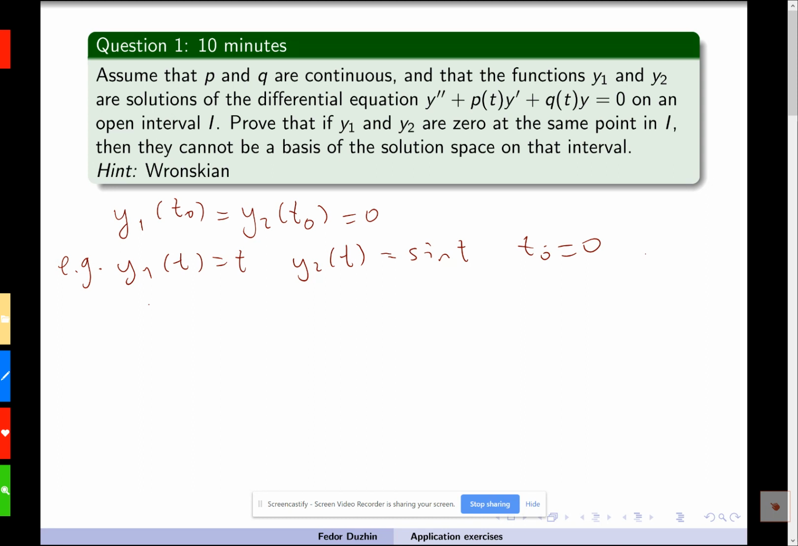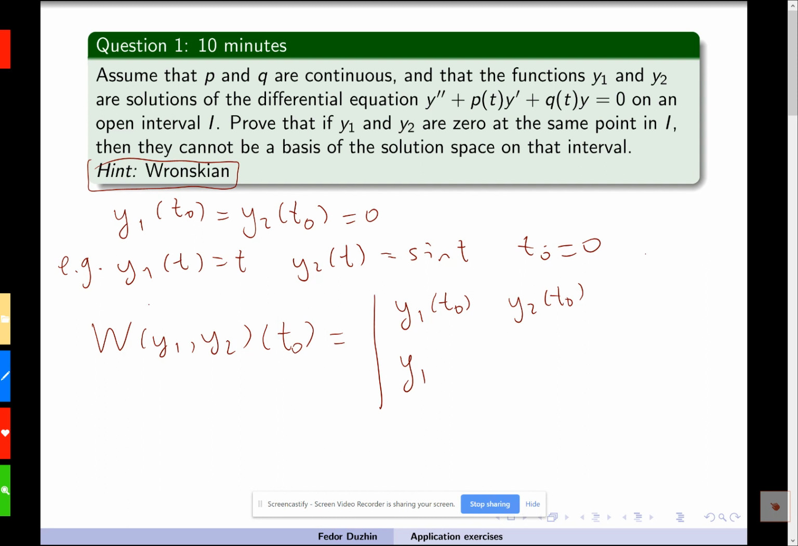So how do we prove that the functions are linearly dependent? We've got to use the Wronskian, right? So what we are going to do is calculate the Wronskian of these two functions, y1 and y2. Generally speaking, the Wronskian is a function of t. So let us evaluate it at the given point, at the point 0. So the formula for the Wronskian is that this is y1 evaluated at t naught, y2 evaluated at t naught, y1 prime evaluated at t naught, y2 prime evaluated at t naught.